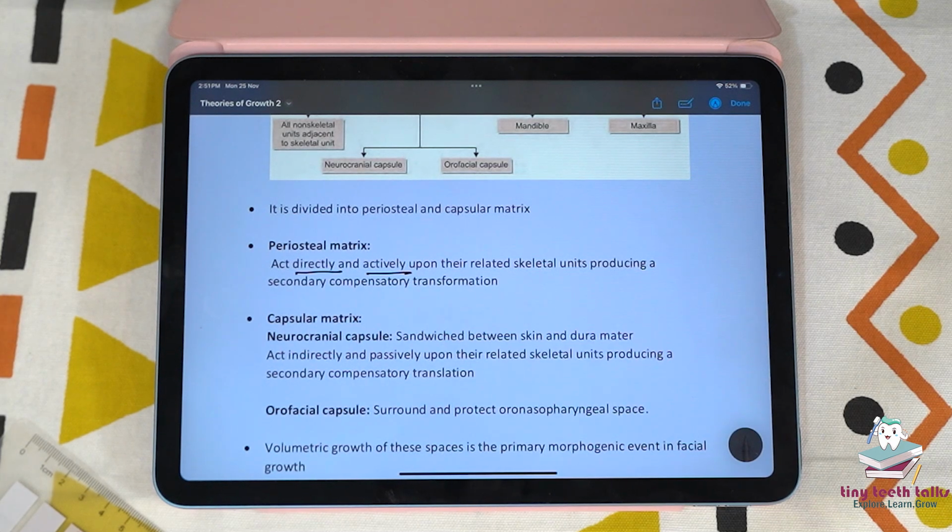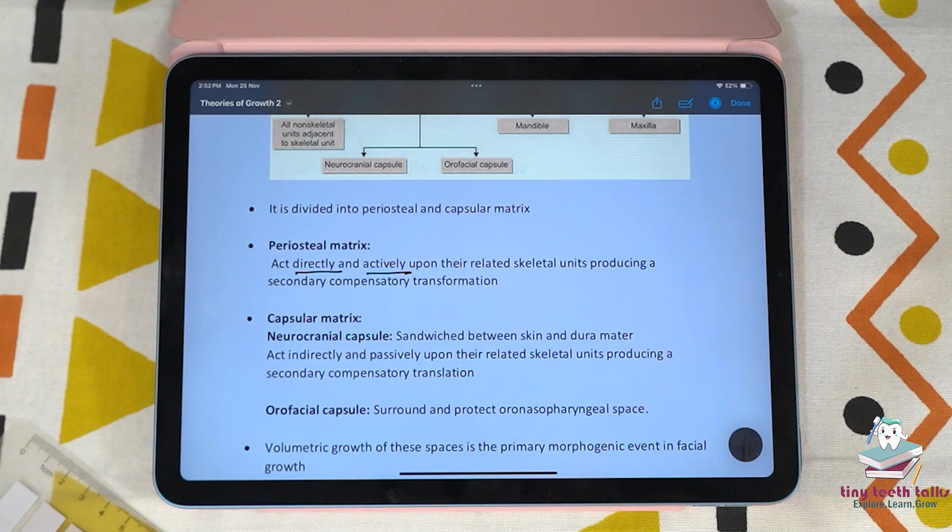So they act directly and actively by exerting mechanical force directly on the bone surfaces. These forces can be due to muscle contraction, tensions from the ligaments, or other functional demands placed on the bone. Secondary compensatory transformation means when a bone is subjected to mechanical loads or stress, the periosteal matrix induces changes in bone growth and remodeling to compensate for these forces. These processes ensure that the bone structure remains strong and functional even as it adapts to varying mechanical demands.